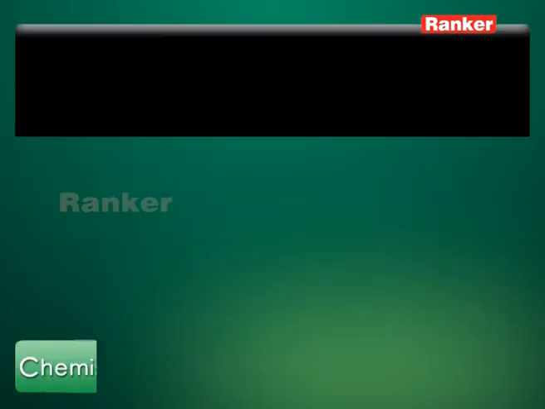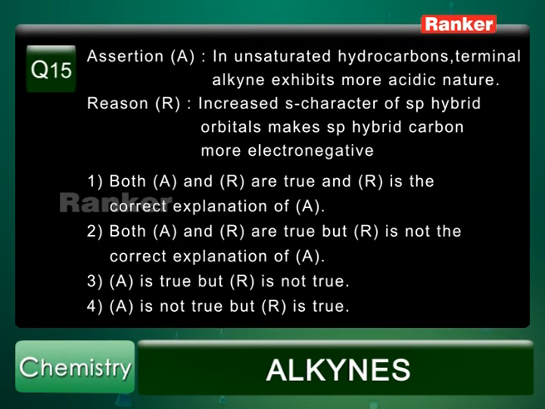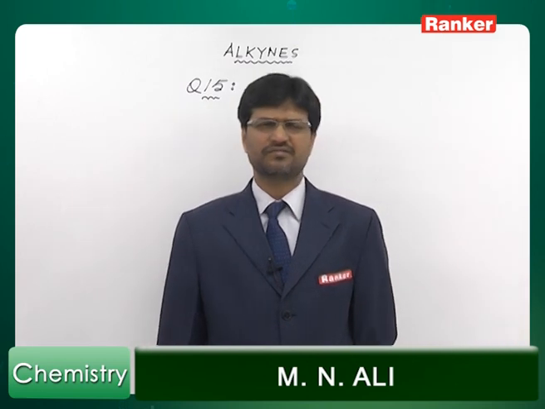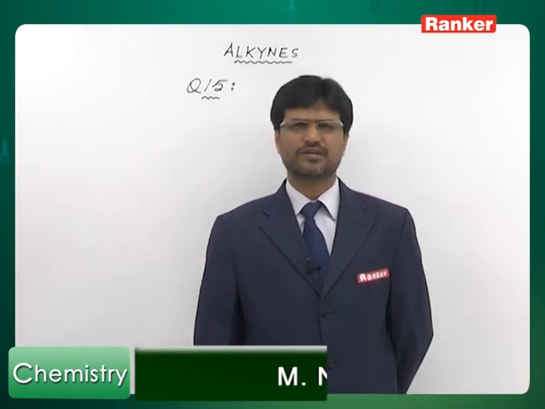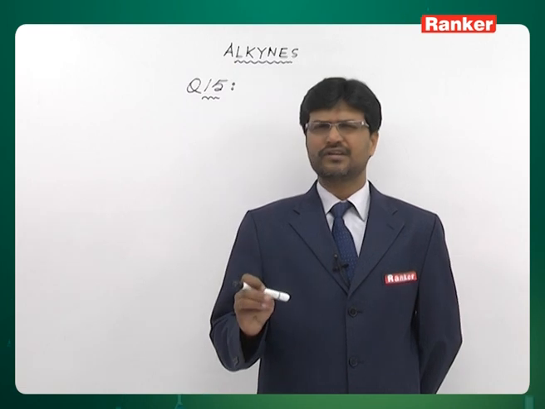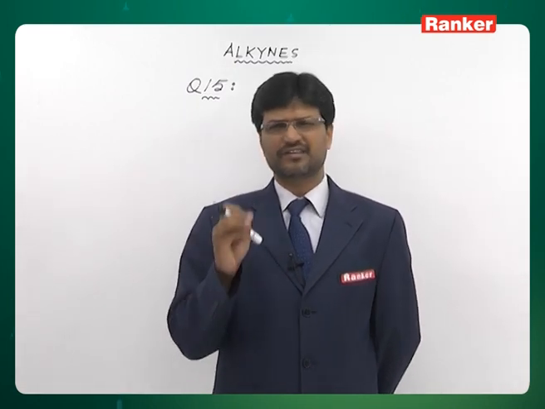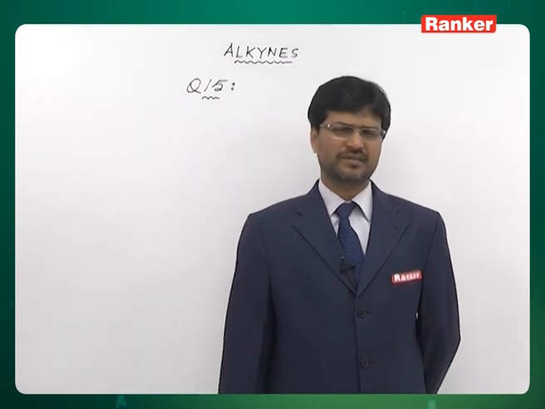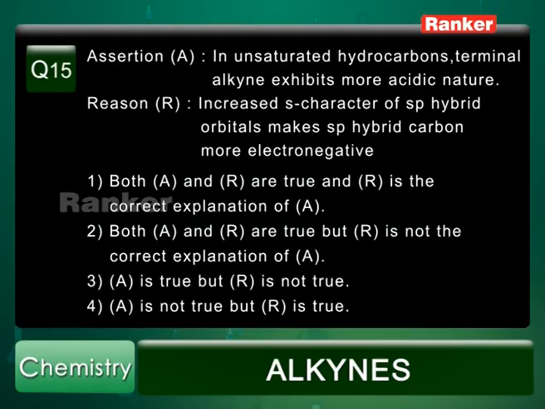Question number 15. Assertion is, in unsaturated hydrocarbons, terminal alkynes exhibit more acidic nature. Reason given is, increased S character of sp hybrid orbitals makes the sp hybrid carbon more electronegative. It is a fact actually. Sp hybrid orbital, due to greater percentage of S character, is smaller in size. Because of small size, it is more electronegative. Because it is more electronegative, it is capable of stabilizing the negative charge, which is formed as a result of loss of H as H plus. So, the correct answer therefore is the first option.